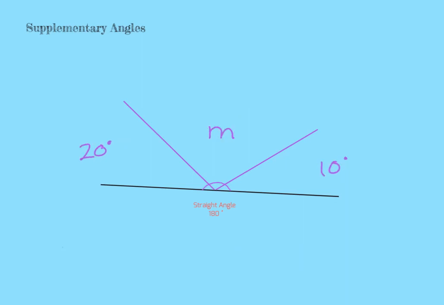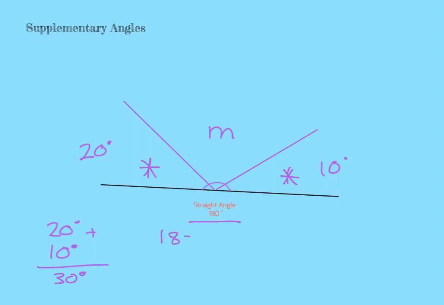Now to find unknown angles when they're supplementary, it's the same as it was for complementary. You just add up the angles that you're given, and then from there find out what your unknown one is. So let me show you what I'm talking about. So the two angles that I'm given are 20 degrees plus 10 degrees. So this question tells me that this angle here plus this angle here, when I add them together, gives me 30 degrees.